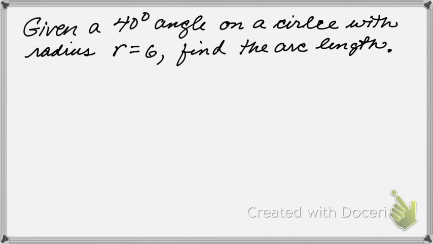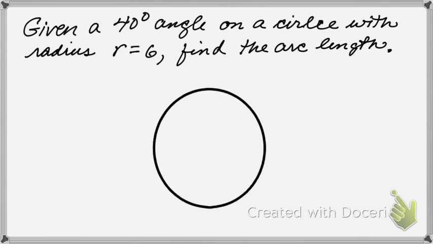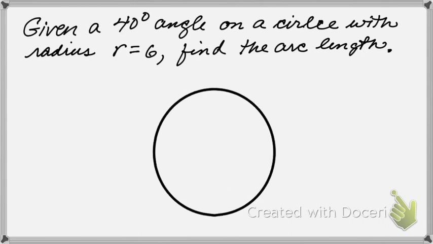All right, so here we have a problem. Given a 40-degree angle on a circle, so let's do a circle, and let's approximate a 40-degree angle. Maybe something like that. Might be 40 degrees. So I've got a 40-degree angle on a circle with a radius r. So we are saying that this radius here is r equals 6. Find the arc length. And the arc length that we are talking about is right there. So we want to know what's the length of that arc.